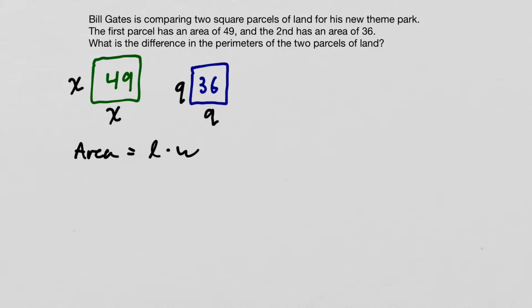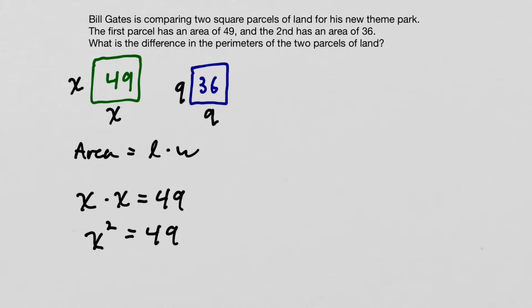So let's start off with our big parcel of land of 49. So we know that length times width are both x in this case. So we have x times x, and the area is 49. Well, that's the exact same thing as saying x squared is 49.